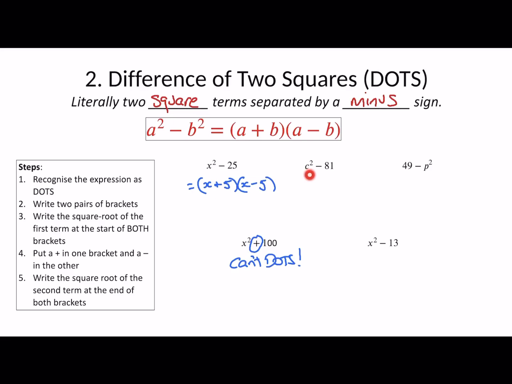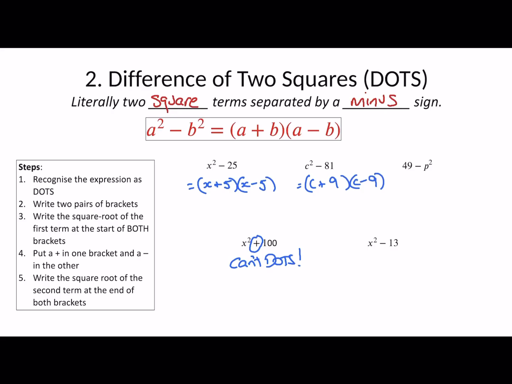All right, third one. C squared minus 81. C squared is square. 81 is square, and there's a minus in the middle. Meets all our criteria. So do our 2 sets of brackets. Square root of c squared is c. Goes at the start of the first and second. Put a plus and a minus. Square root of 81 is 9. Done.